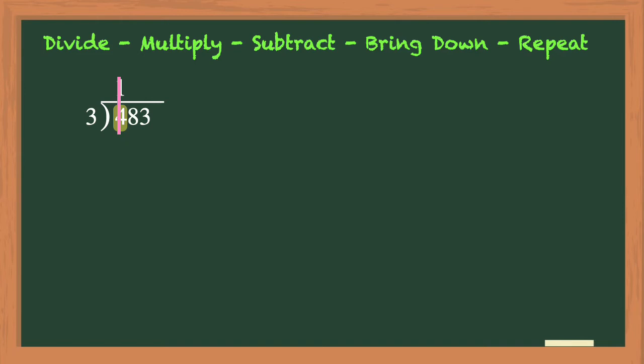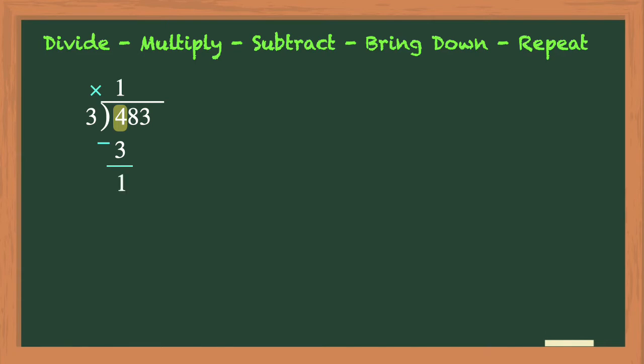The next step is to multiply. You will multiply the 1 in the quotient with the divisor of 3, and 1 times 3 is 3. You will write this 3 directly underneath the 4 in the dividend. Now you subtract. You will subtract 4 minus 3, which is 1.